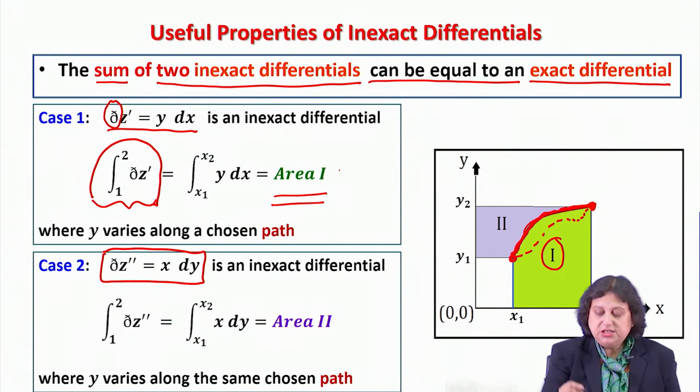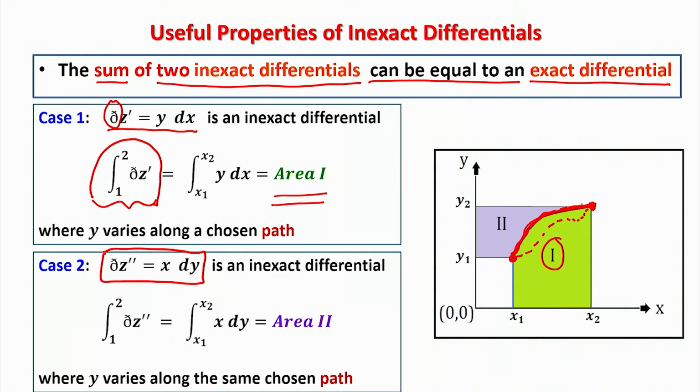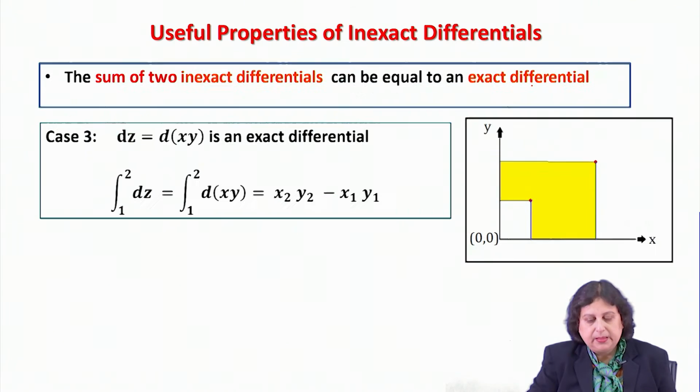Initially I was expressing y as a function of x. Here I have inverted the problem and varied x as a function of y along the same path, and then the value of the integral is the area 2, which has been shown here using the light purple color. Now, how do I use these two ideas in order to demonstrate the fact that I have mentioned here?